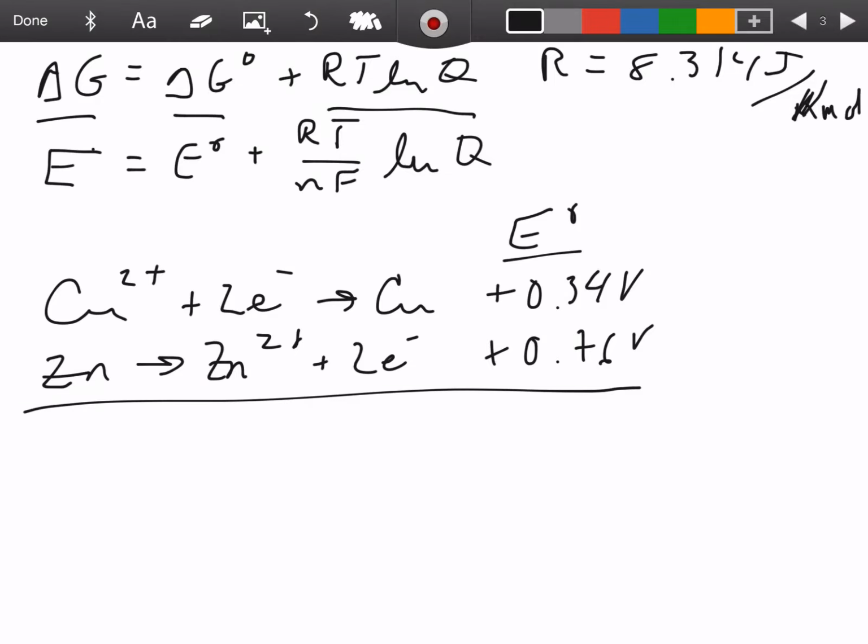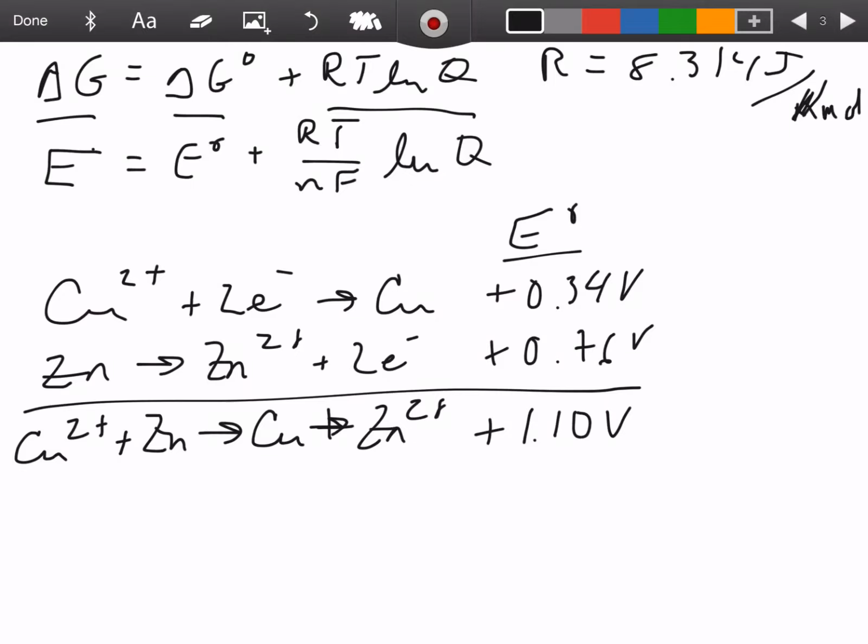When I add those two reactions together, I could take that blue copper solution, throw some solid zinc into it, and what I would get is some copper metal sitting at the bottom and a colorless solution of zinc 2 plus. The potential for that would be a positive 1.10 volts. We did this in one beaker, so we didn't separate into half reactions and two half cells. But we can see this is a spontaneous reaction because E0 is positive. But the question is, was it really 1.10 volts?